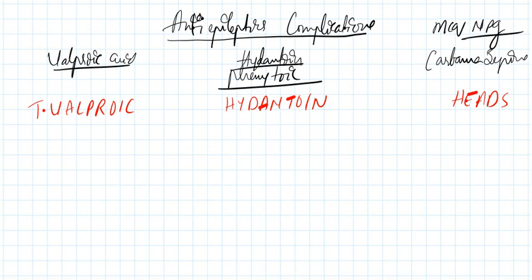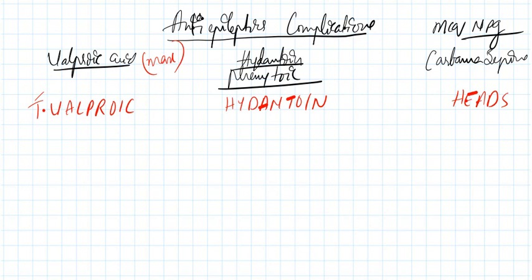Now, if you come to valproic acid, the complications are T-valproic is the mnemonic. T for tremors and teratogenic. It has the maximum teratogenicity. Remember, valproic acid causes neural tube defects. Folic acid deficiency causes neural tube defects. So, it has maximum teratogenicity and tremors. And V for vomiting and nausea.